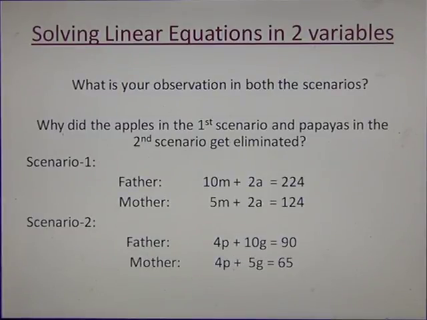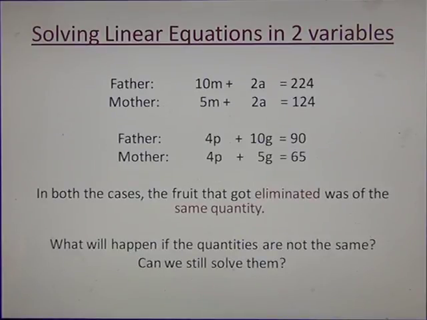So what is your observation in both the scenarios? Why did the apples in the first scenario and the papayas in the second scenario get eliminated? So in both the cases, the fruits that got eliminated, that is the apples here and the papayas here, were of the same quantity. So what will happen if the quantities are not the same? Can we still solve them?